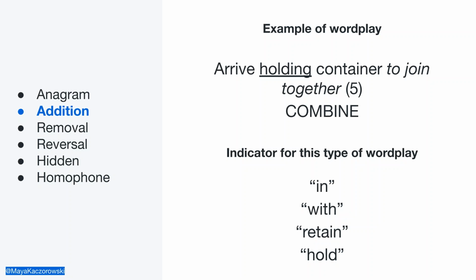Wordplay for arrive, holding, container, to join together. Holding tells us this is an insertion clue. We take a word for arrive, which is come, and insert a word for container, which is been, to get combine, meaning to join together. It'll be indicated that this is an insertion clue with words like in, with, holding, etc. You can be told to add a word behind another word, for example.